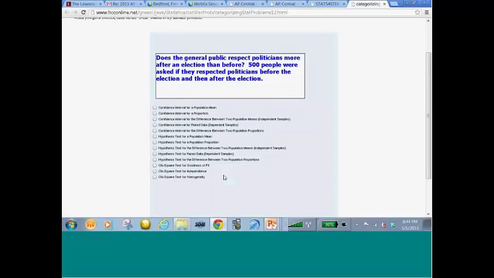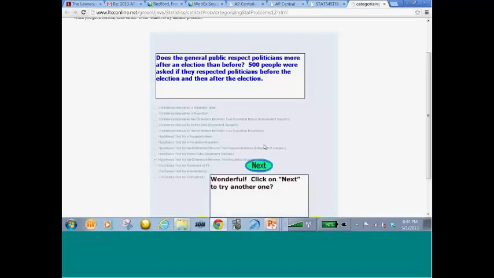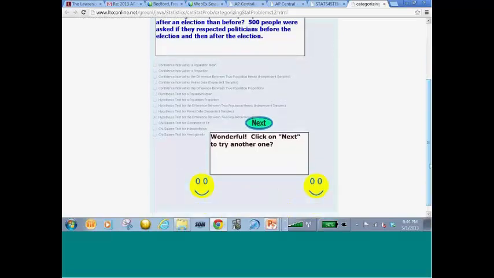So knowing my students, when they first did this site, they would look at it and say, well, is it a confidence interval or a test? Sounds like a test because you're just asking a yes or no type question. Is it about a mean, an average, or is it about a proportion? Well, it seems like a yes-no kind of thing. Do they respect politicians or not? So I'm thinking proportion. And then you're comparing a before and after. So my students are probably going to pick something like test of the difference between two population proportions. And then they're going to get happy feedback. So the immediate feedback is wonderful.